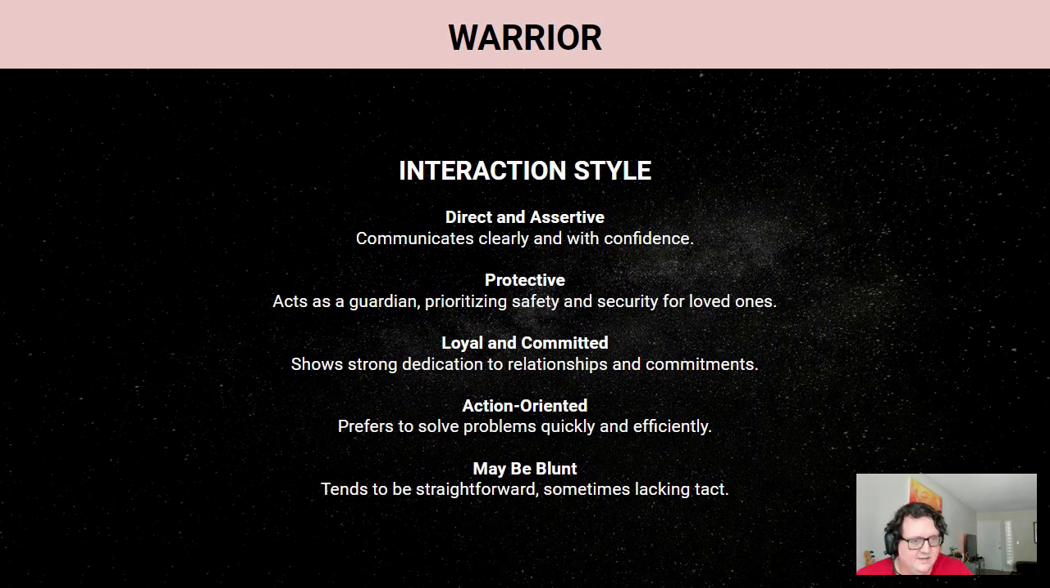Their interaction style is that they're direct and assertive, they communicate clearly and with confidence. They're protective, they act as a guardian, prioritizing safety and security for loved ones. They're loyal and committed, showing strong dedication to relationships and commitments. They're action oriented, preferring to solve problems quickly and efficiently. And they may be blunt, tending to be straightforward, sometimes lacking tact.